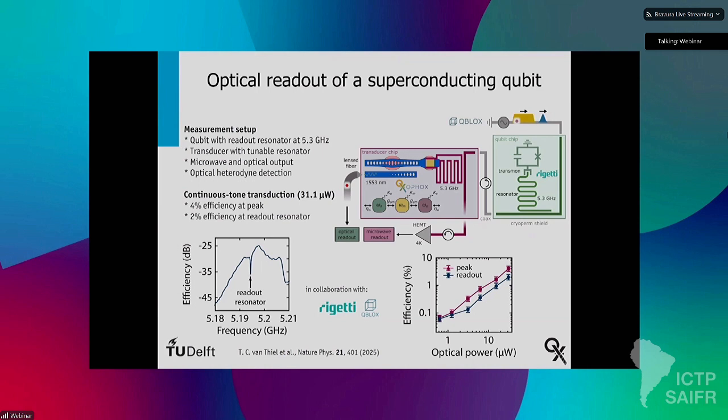The transducer itself, just to show you a little bit of the performance, it's a parametric process, so the more power we send in, the better the transduction efficiency. You see the peak is about at 4% here. We had a little bit of resonance from the readout resonator, but we get about a 3 dB hit. But nevertheless, it's relatively efficient. It's efficient enough to essentially demonstrate that you can read out this superconducting qubit optically.